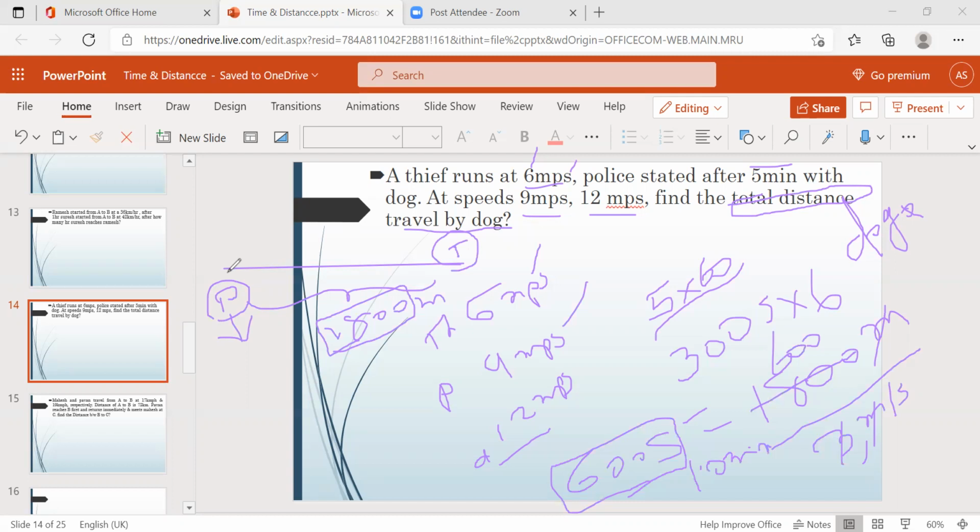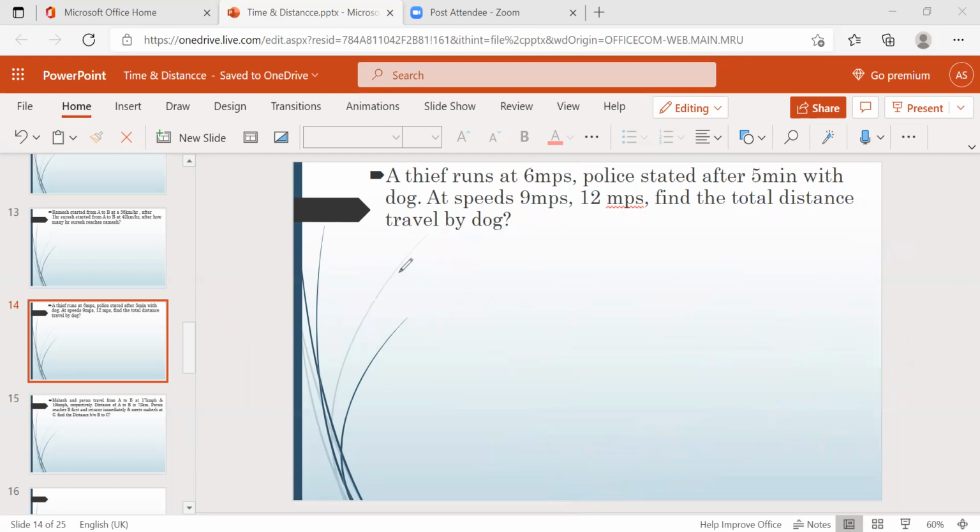Right? So police travel. I'm going to clear this. I'll write everything, okay? So thief traveled 300 seconds before, and police will reach the thief in 600 seconds. 600 seconds is nothing but 10 minutes. Okay, in 10 minutes after the police started, he will reach the thief. So what they're asking to find is the total distance traveled by the dog.